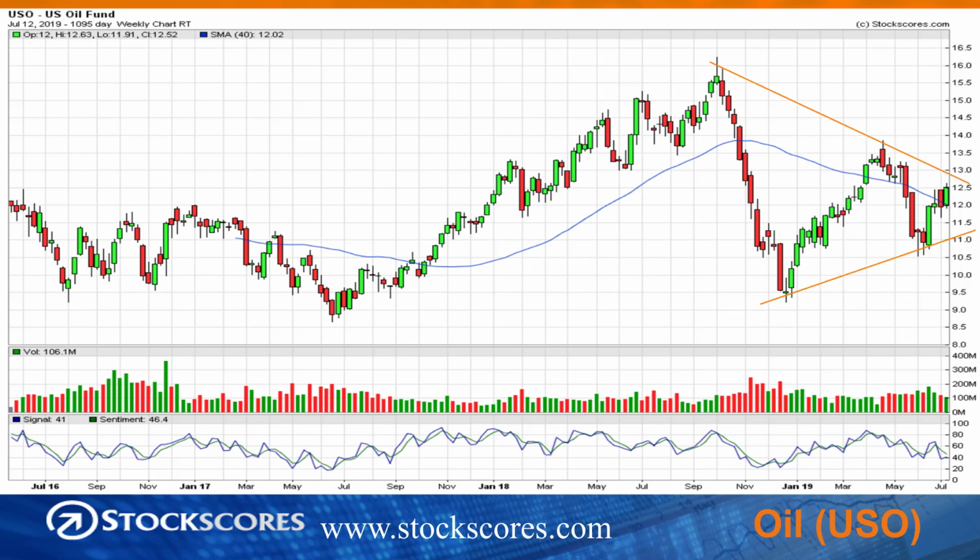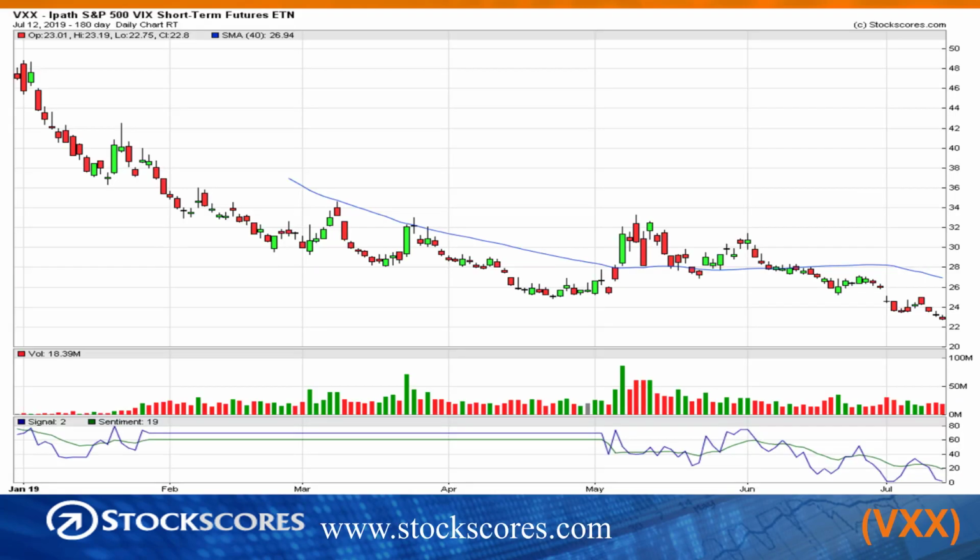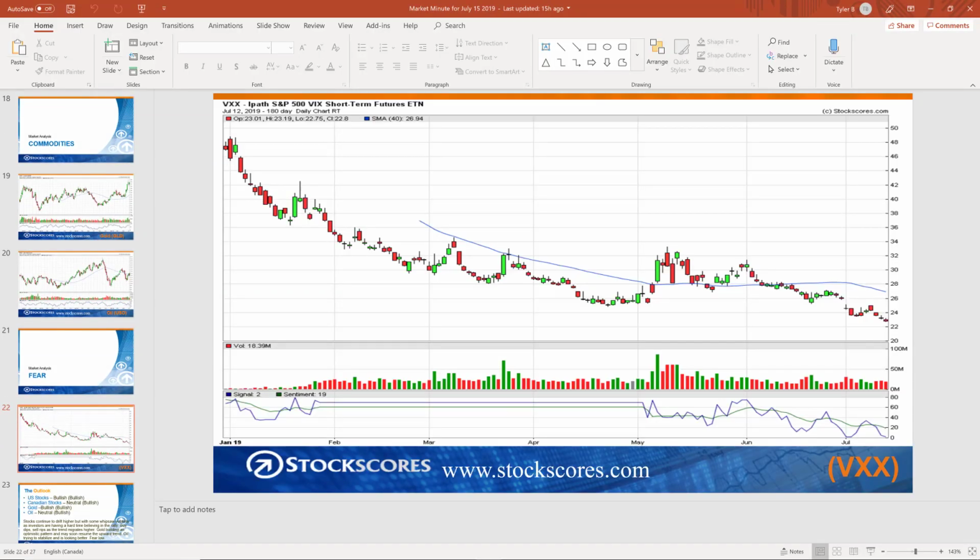On the price of oil, we are in this pennant pattern. You can see I draw that out like that. And until we break to the upside, I wouldn't get too excited. Until we break to the downside, I wouldn't get too bearish. We're simply going to bounce around in here until we break through one of those trend lines of support or resistance. And finally, the fear chart. This, of course, is the VXX, an indication of nervousness about the future. And you can see it's very low, and therefore fear is not a factor in the market right now.